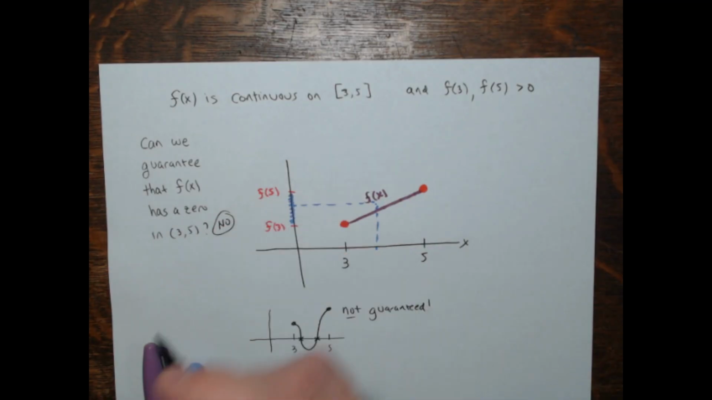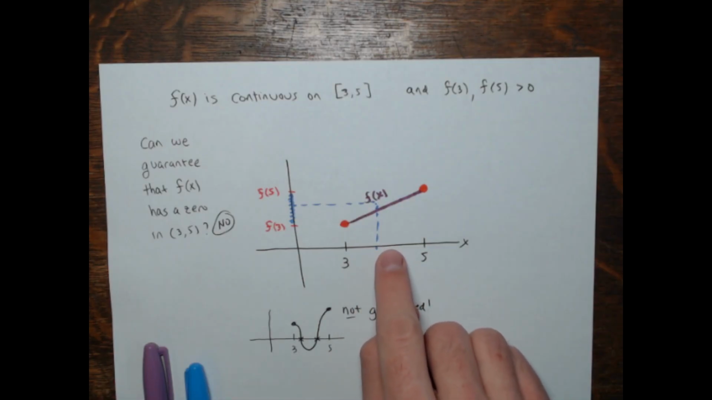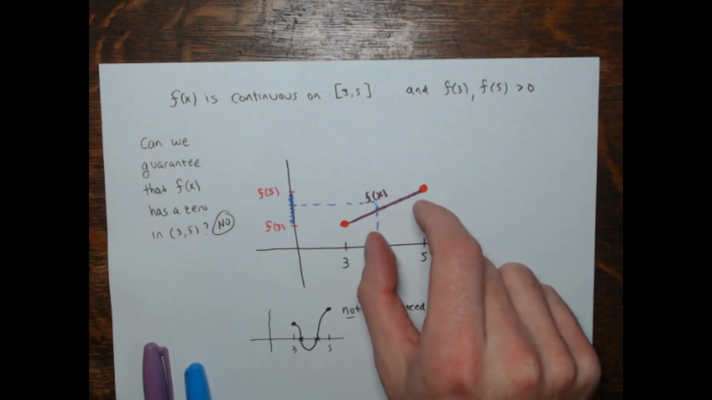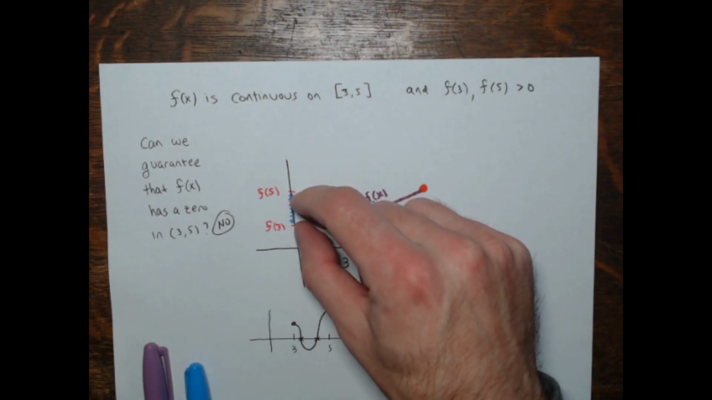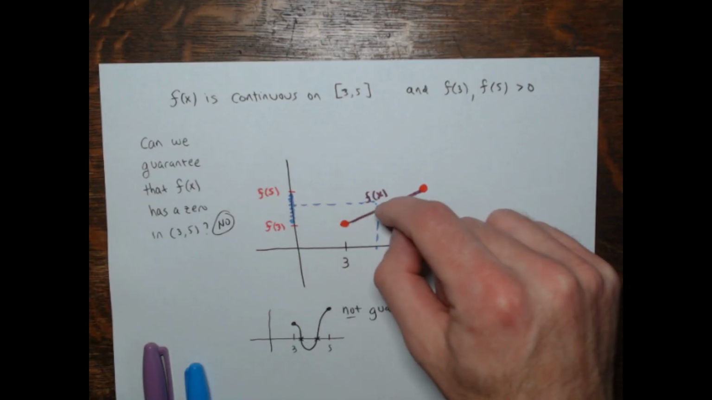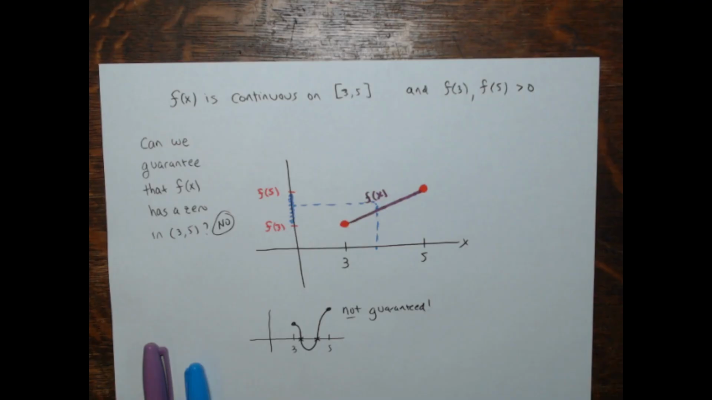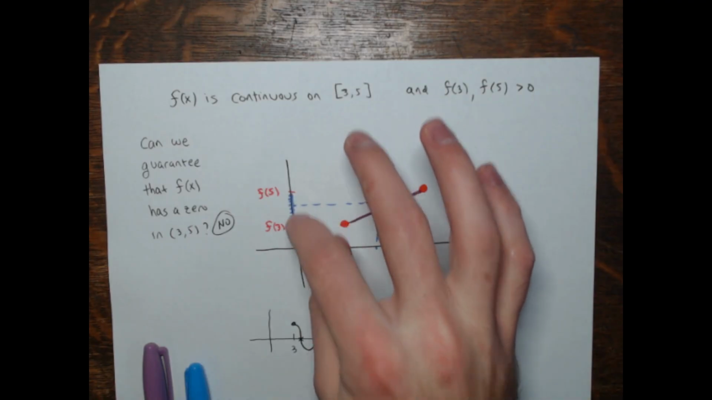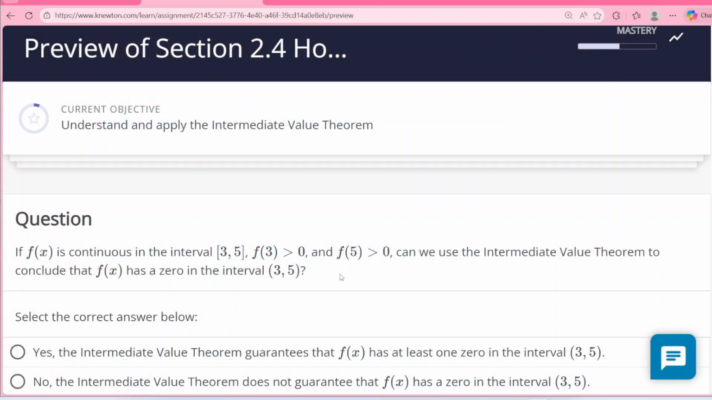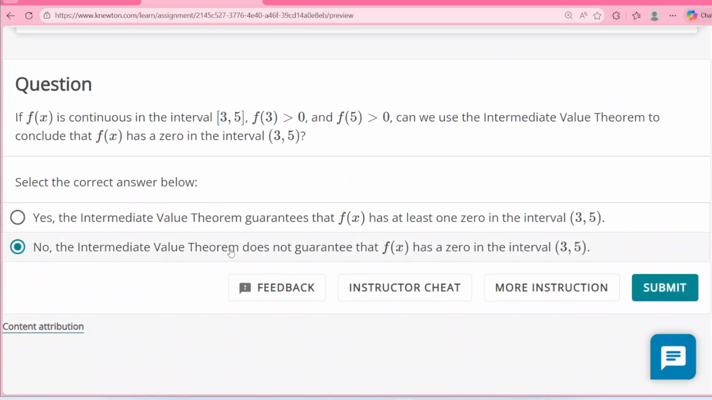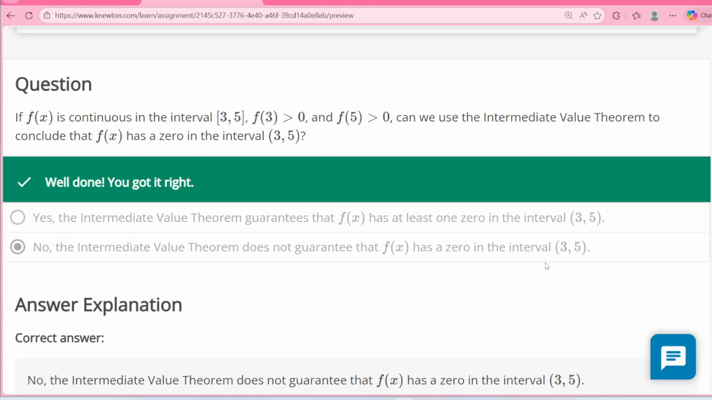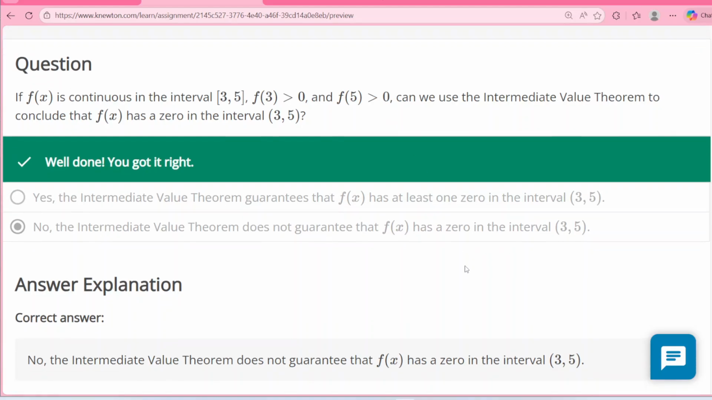I can't use the theorem to say, oh yeah, there's got to be an x-intercept in here. No, the only thing that the theorem would state is that every positive value in between f of 3 and f of 5 must have an x value that goes to it. That's all it would say. And none of those are 0. So no, the intermediate value theorem does not guarantee that f has a 0 in the interval. Now, if it was positive at 3 and negative at 5, less than 0, then we have to cross the x-axis.